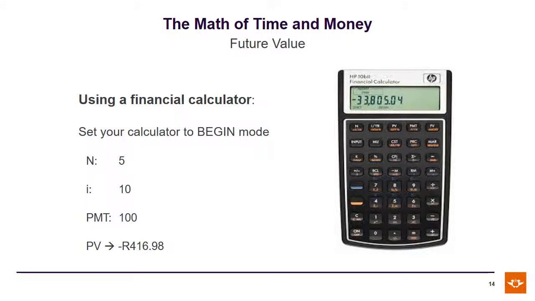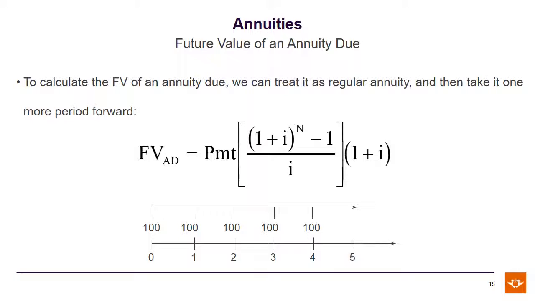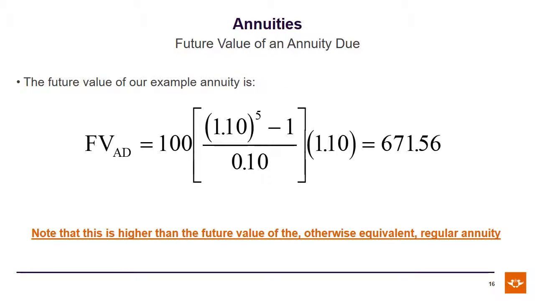In order to calculate the future value of an annuity due, we can treat it as a regular annuity, but then we need to take it one more period forward. If we look at the example we've been using up until now, the 5-year annuity paying 100 Rand each year, as we can see from the timeline below, the 100 Rand payment takes place at the beginning of each period. In the case of a regular annuity, if we calculated this future value, it would take us only until the end of year 4, but this is a 5-year annuity, so we need that extra year. To get us over into that last year, we add 1 year's interest more than we already have. Applying this formula, we end up with a future value of 671 Rand and 56 cents.